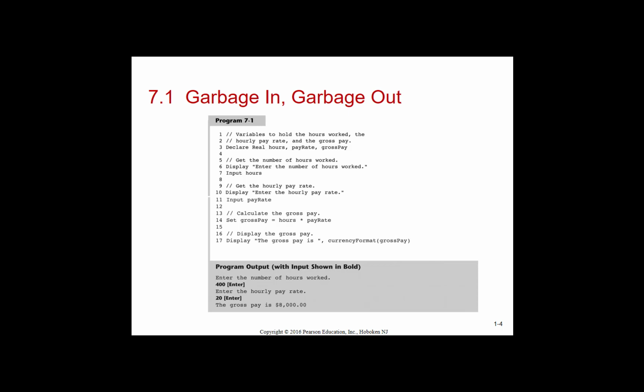Let's go over this program right here. What this is going to do is declare real hours, pay rate, and gross pay in line 3, and it's going to get the number of hours worked in lines 6 and 7, the hourly pay rate in lines 10 and 11. It's calculating gross pay in line 14, and it's displayed in line 17. Notice the currency format. That function will put dollar signs and commas and decimal positions in your output. You can't use that in Flowgorithm, but most languages have a function similar to that.